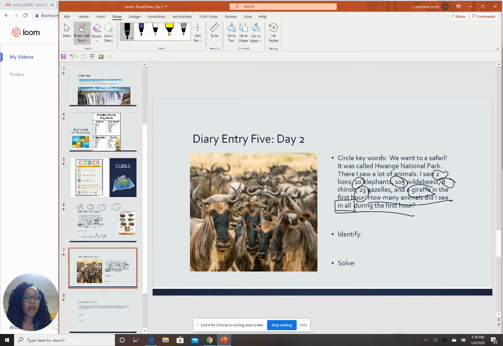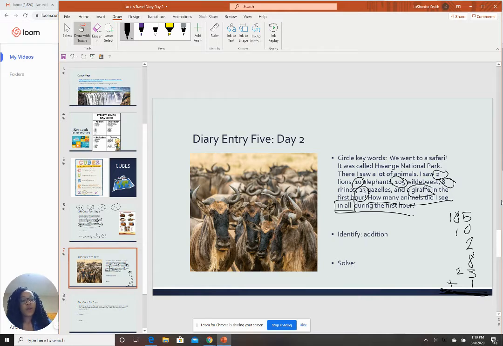And so now we're going to solve. Okay, if it says in all, what are we doing in this problem? Hopefully you said addition. We are completing an addition problem. So I'm going to do 105 plus 10 plus 2 plus 8 plus 23 plus 1. Lots of numbers.